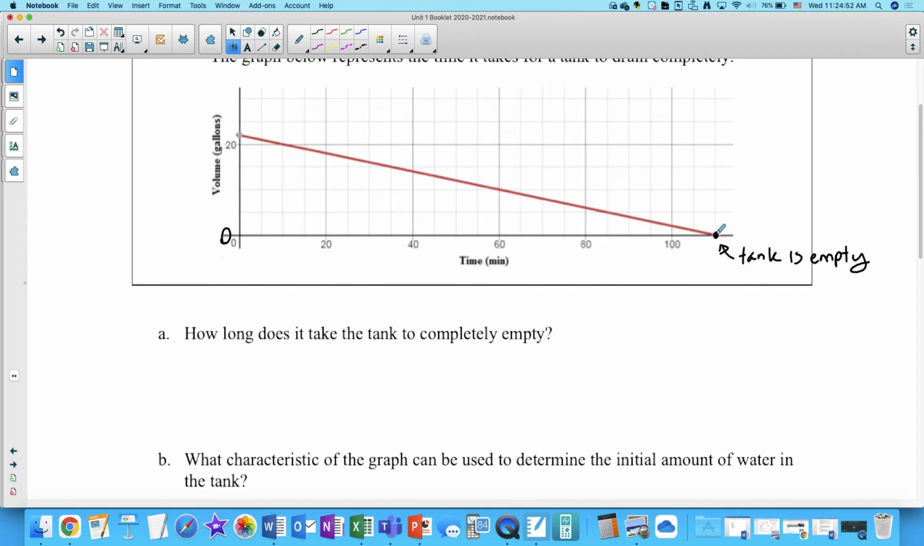The one thing you have to be careful about is looking at the scale of each axis.